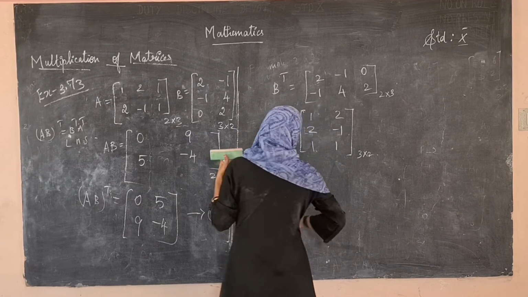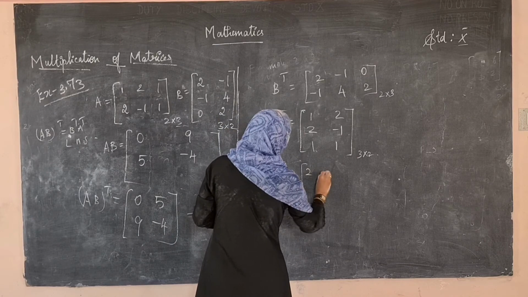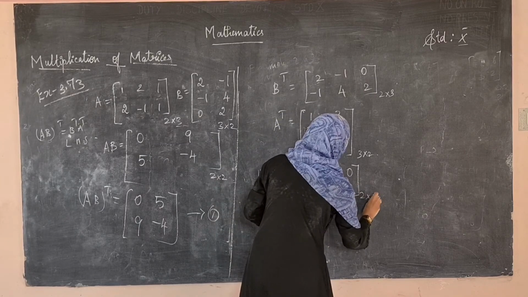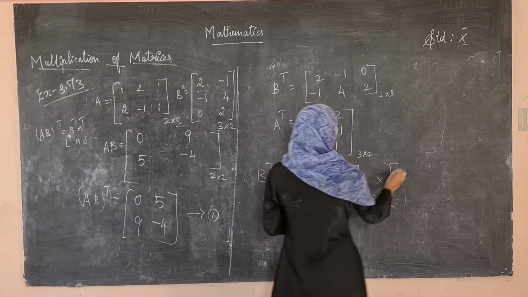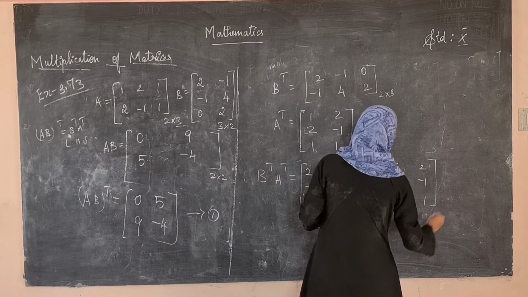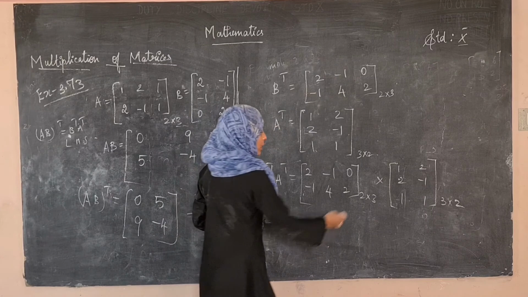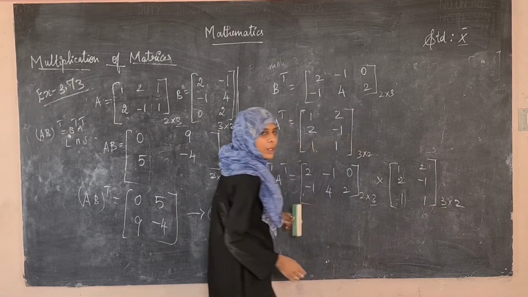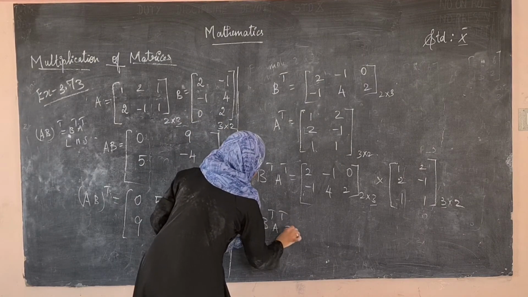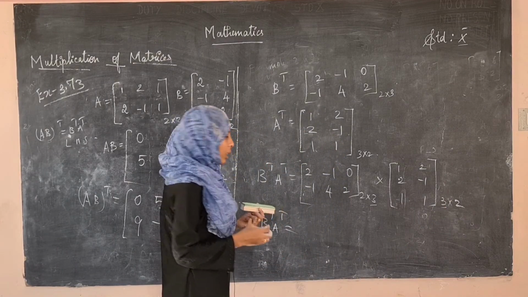Now we have to find B transpose into A transpose. What is the B transpose value? 2, minus 1, 0, minus 1, 4, 2. Order is 2 cross 3, into what is A transpose? 1, 2, 2, minus 1 and 1, and 1. What is the order of this matrix? 3 cross 2. Now we are going to perform the matrix multiplication. See here, the order of the second term and the first term is the same. Therefore matrix multiplication is possible. What is the order of the resulting matrix? 2 cross 2, that is 4 elements.